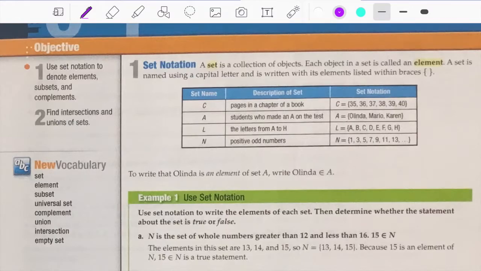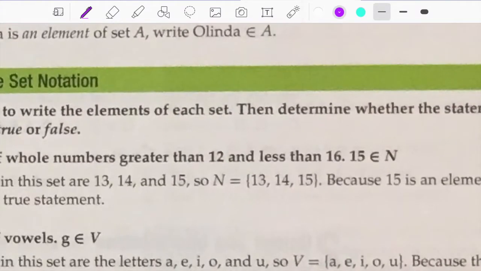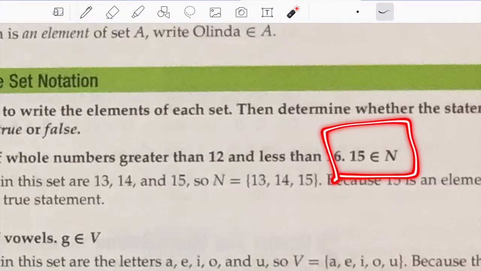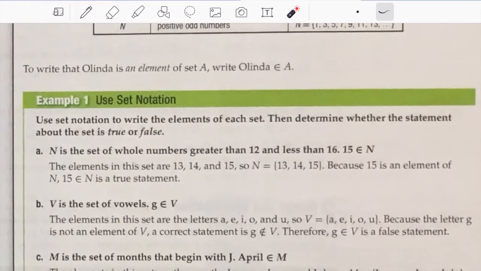And I would say that 4 is an element of the set of whole numbers. That's what that fancy little E means. That just means that 15 is an element of set N, which in this case is 13, 14, 15. So there are going to be statements that ask, is this true, is this false? Is G an element of the set of vowels? Well, the set of vowels is A, E, I, O, U. G is not one of those, so this is not a true statement.